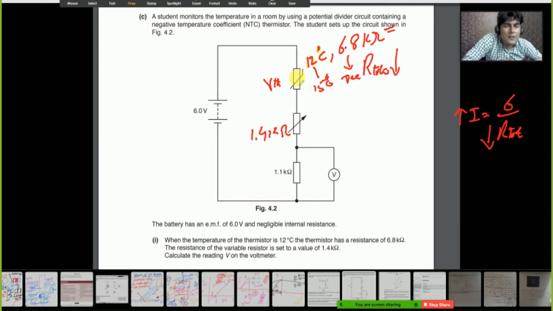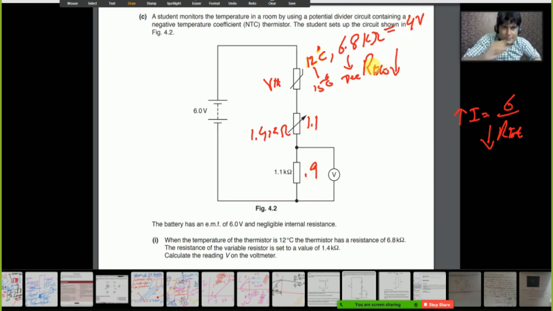Okay, these three resistors are connected in series. Let's say the voltage is 12 volt, and for 12 degree C resistance is 6.8 kilo ohm, and let's say the voltage drop across this is 4 volt. So if this is 4 volt, then this will be 1.1 volt, and this will be 0.9 volt. Sum all these voltages, you will get 6 volt.